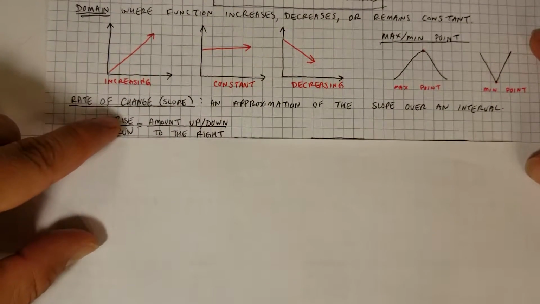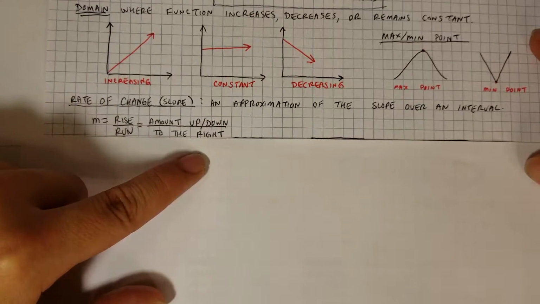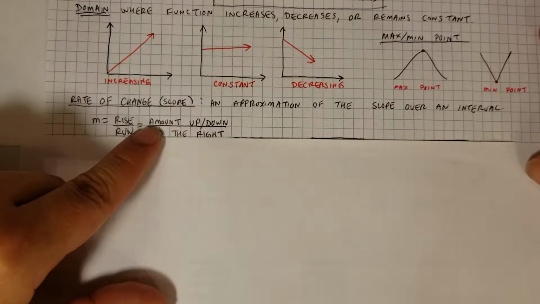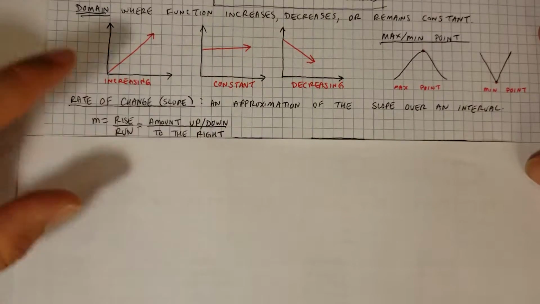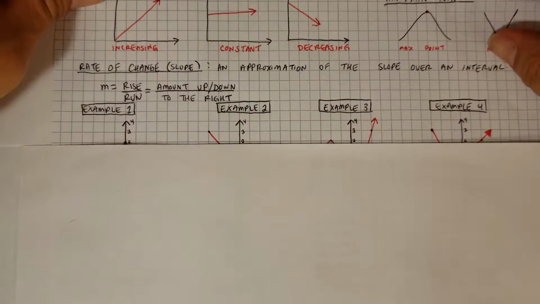Now, this average rate of change formula is this one. Slope is equal to rise over run, which is how much do you go up or down, how much do you go over to the right. I like to keep it as to the right, that way it avoids confusion. So how much do you go up or down? Positive means you go up, negative means you go down, and then how much do you go over to the right? Okay, without further ado, let's do some examples.